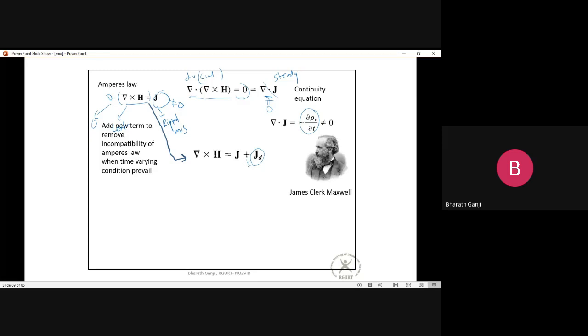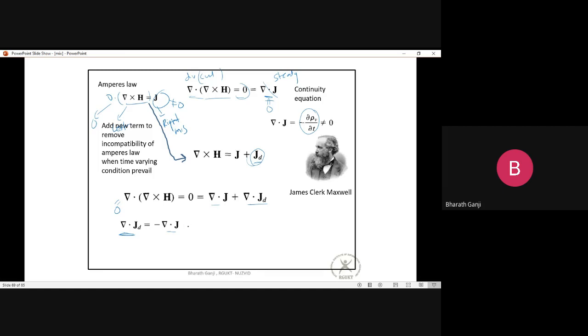What is the significance of this current? We will talk about that, but first of all, I am writing this current as J D. Okay, let me take divergence on both sides. We know that the divergence of curl is always equal to 0. That means the divergence of the new current should be exactly equal to the negative of the divergence of the conduction current density.